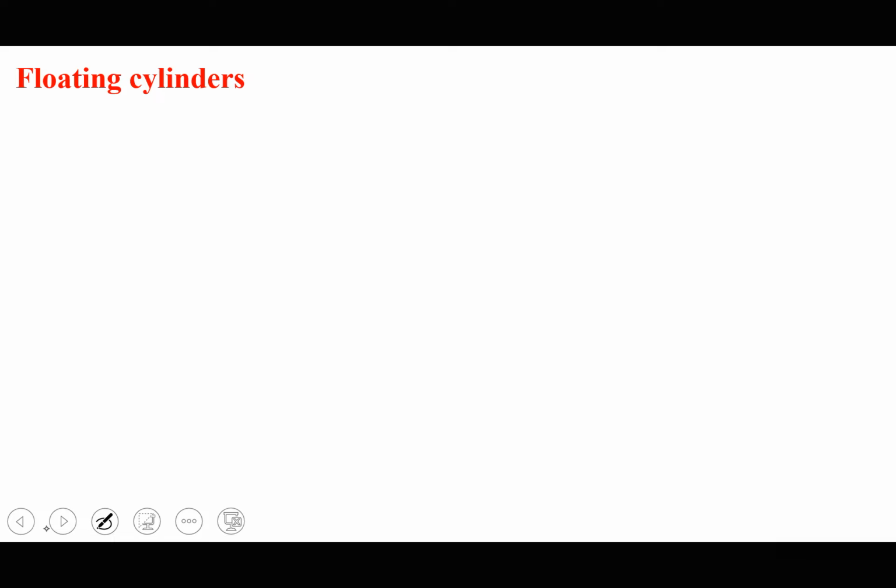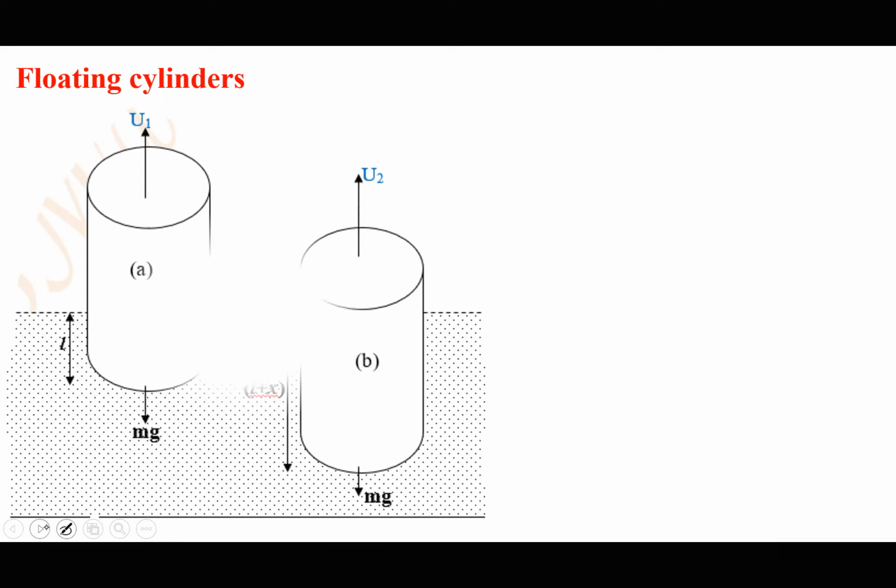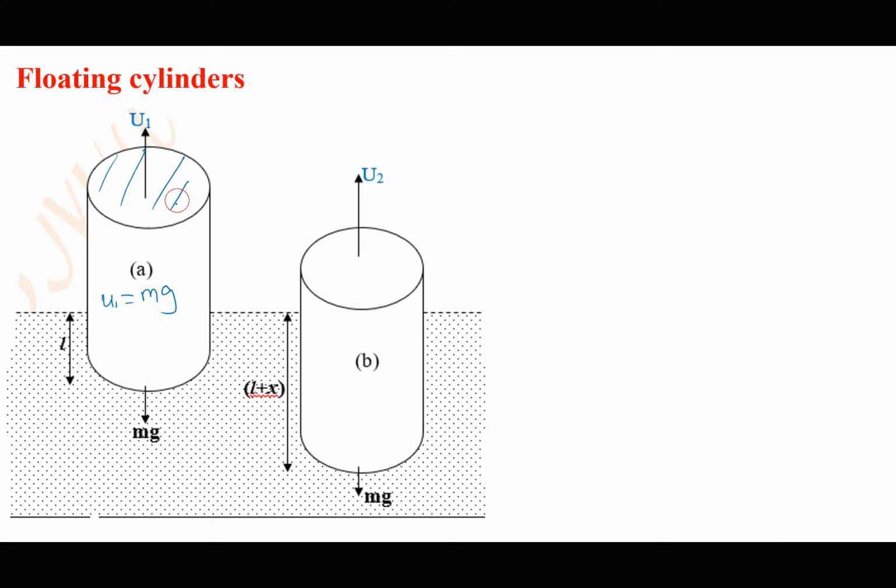So let's consider a cylinder which is initially floating at equilibrium in position A as shown by this diagram. The only forces acting on this cylinder are the upthrust and the weight of the cylinder. So at equilibrium, the upthrust upwards, which I will call U1, is going to be equal to mg. It is submerged with a distance L within the liquid at equilibrium. Let us assume that the cross-sectional area of the cylinder is A.